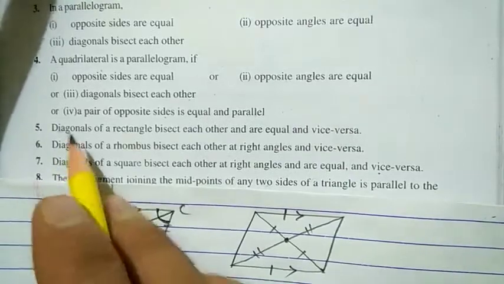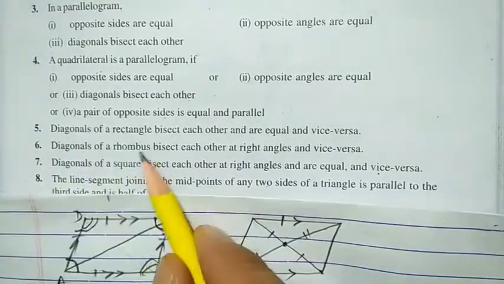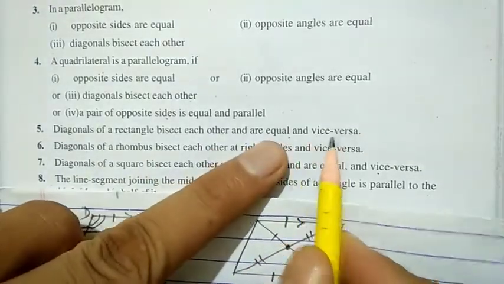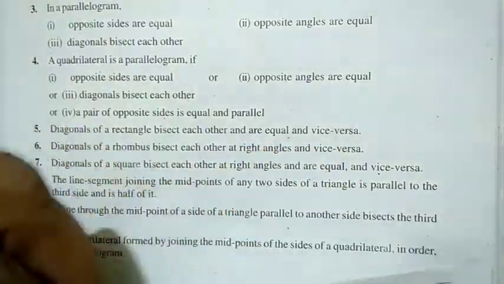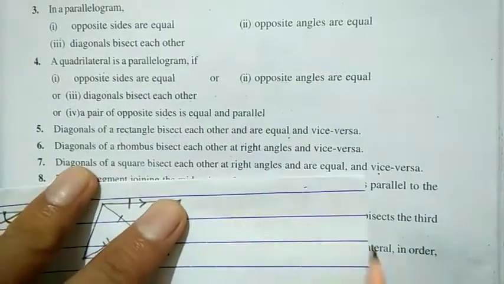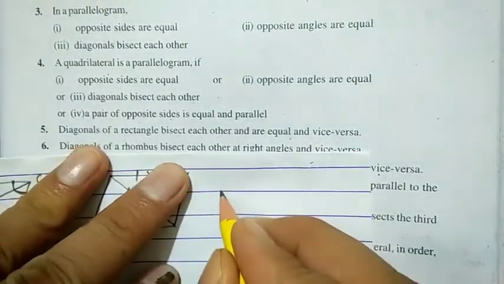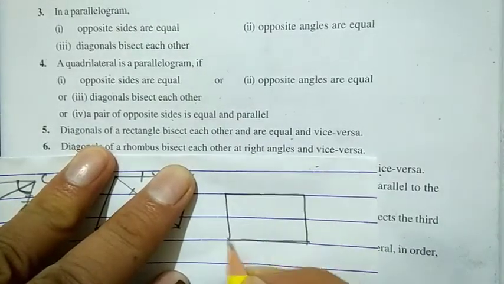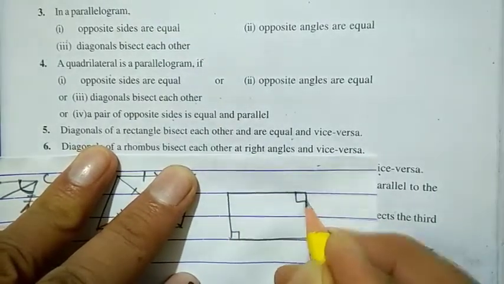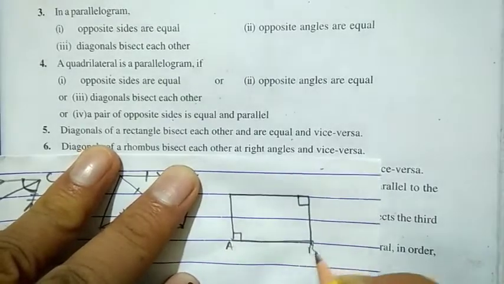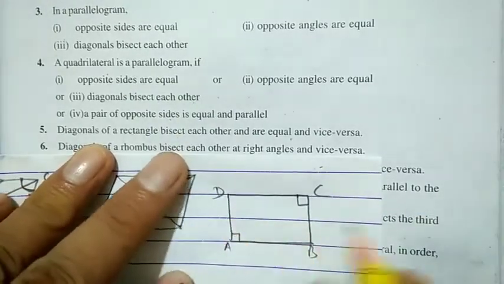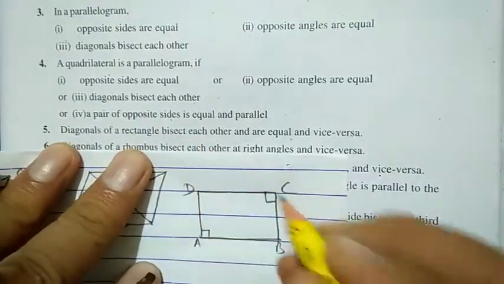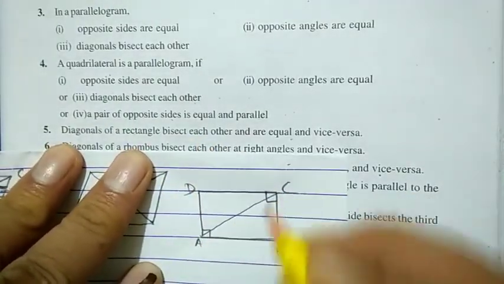The fifth point says diagonals of a rectangle bisect each other and are equal, and vice versa. Here we'll see diagonals of a rectangle. In a rectangle, opposite sides are equal and parallel and each angle is 90 degrees. So A, B, C, D in this rectangle. Diagonals bisect each other. Here also they bisect each other.